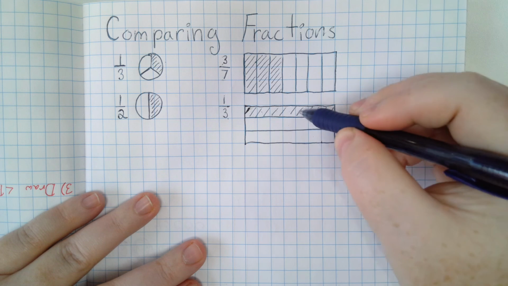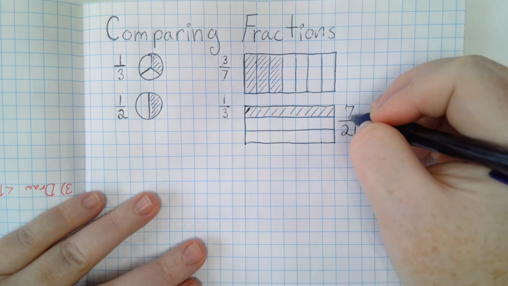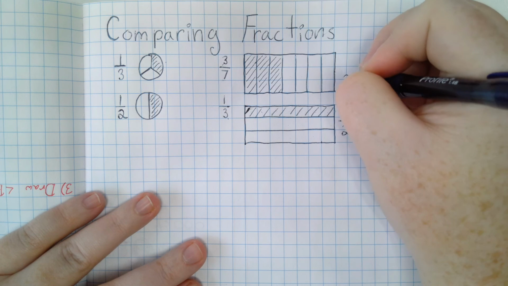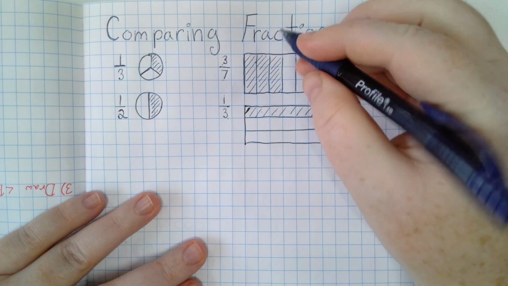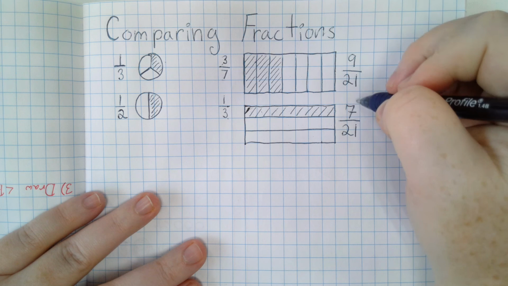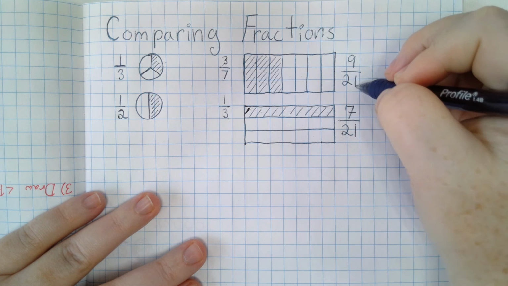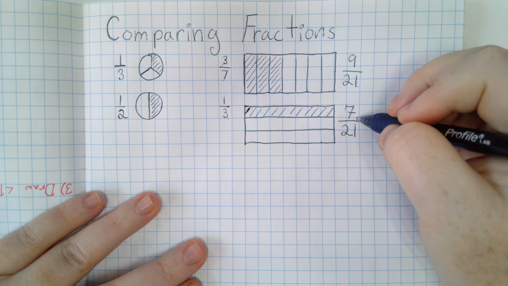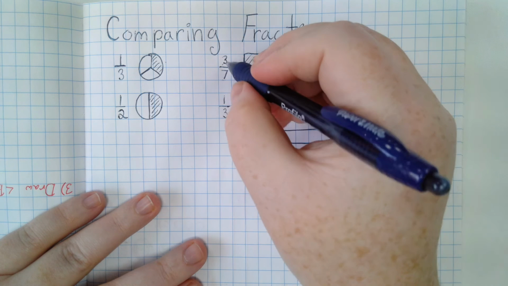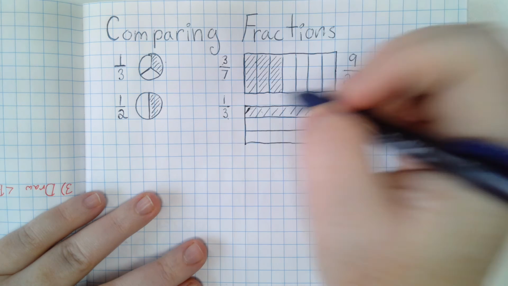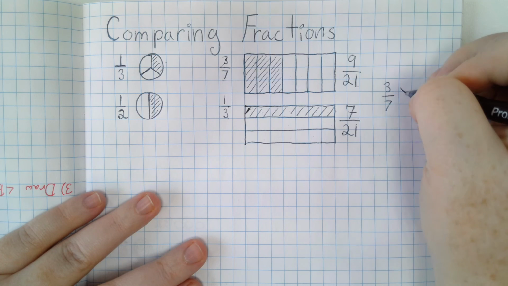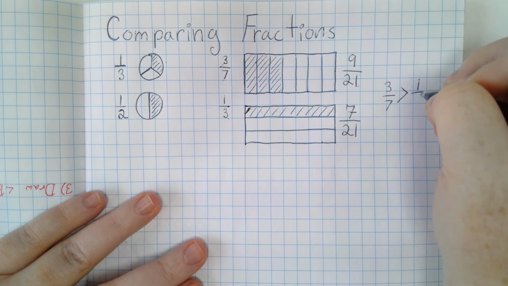And then how many little blocks are shaded in here? Well, that's 7 out of 21. And here we still have 21 pieces, but we have 9 shaded in. So 9/21 is definitely bigger than 7/21. So that means that 3/7 is bigger than 1/3. 3/7 is greater than 1/3.